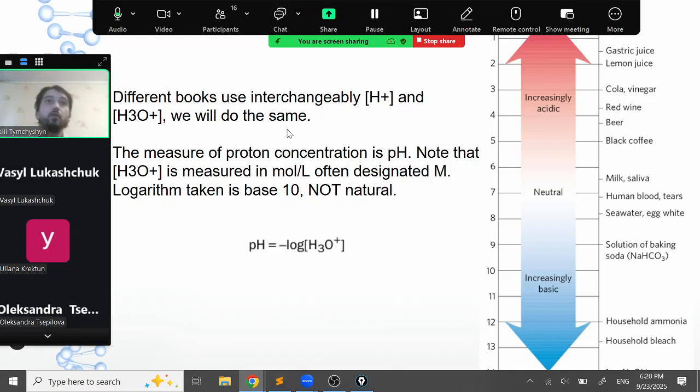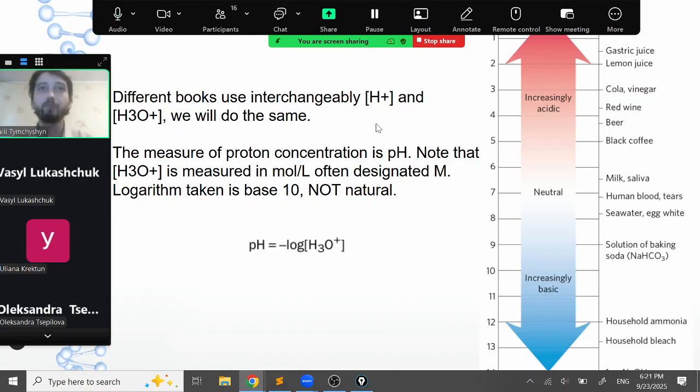Just a few notes. Different books use interchangeably the concentration of H plus and H3O plus. Well, that's basically because we cannot consider an isolated proton as existing. It is always solvated, so you can consider it as a part of some water molecule or connected to it. So these two things are interchangeable, and I will write in some places H plus, somewhere H3O plus. Just never mind that and consider it's pretty much the same thing.